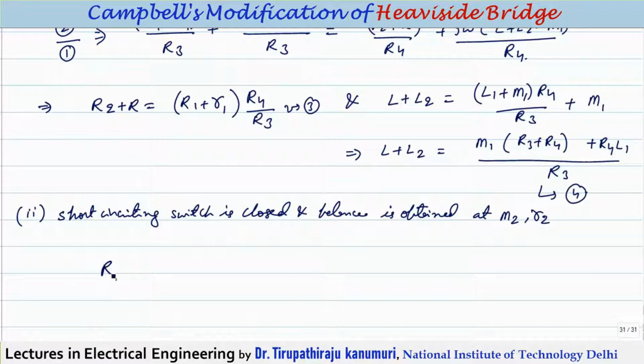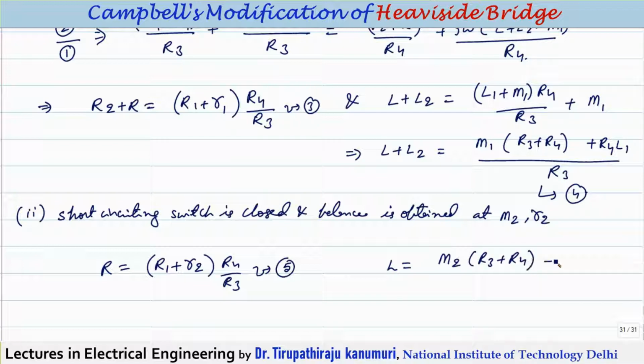So R will be equal to R1 plus, because this small r corresponds to small r2 here, R4 divided by R3. Let us take it as equation number 5. And second one we will get L plus L2, because L2 is short circuited. So this becomes L is equal to, because mutual inductance is now M2, M2 into R3 plus R4 plus R4 times of L1 divided by R3. This is what we got, and I am taking this as equation number 6.